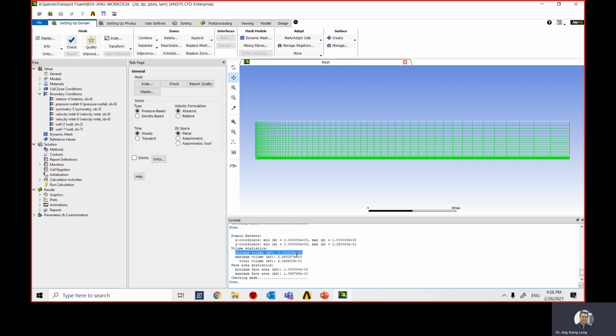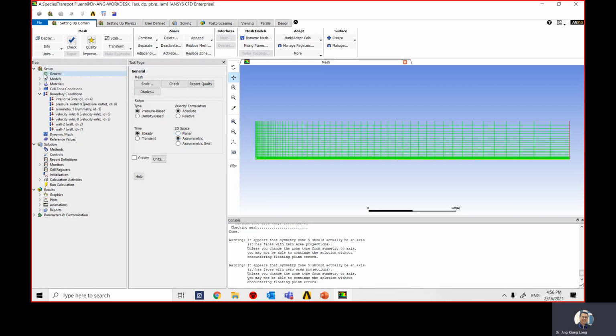Okay. The next one, we will tell the computer that this mesh is simulated in axisymmetric 2D space. It's not planar, but in this case, we're going to simulate in axisymmetric space. So you go to general, setup general, and then you will see this window. If you're using a more recent version, you will see a similar presentation. So axisymmetric is here.